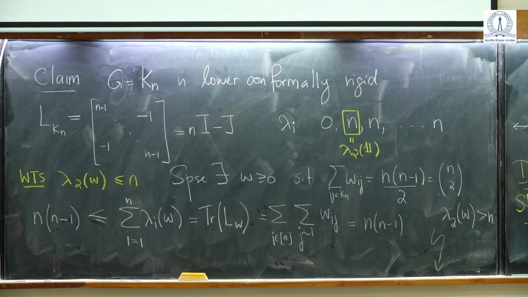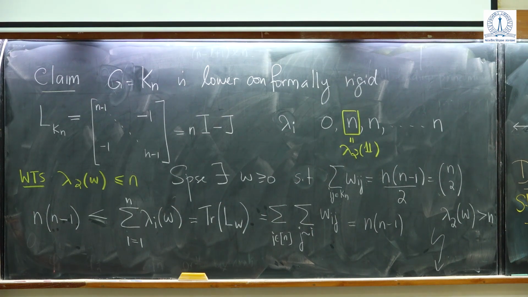Got it? So for the complete graph, you cannot have any weight that's strictly better than the all ones weight. So it tells you that the complete graph is lower conformally rigid. Do you agree? It's just a very simple argument, right? And in the case of the complete graph, you can also argue, this is not clear from this, that the all ones is the only maximizer of lambda 2. Every other weight will have a strictly smaller lambda 2.